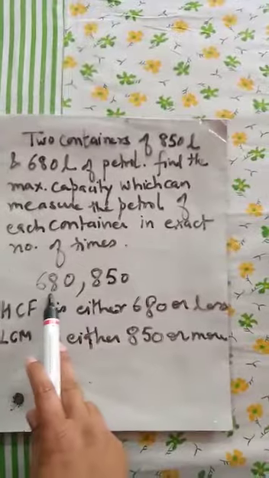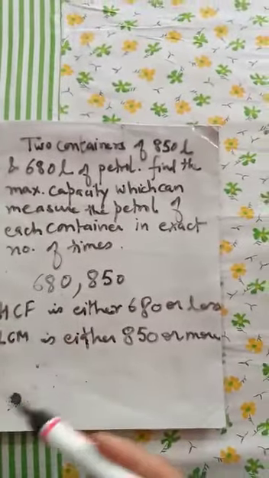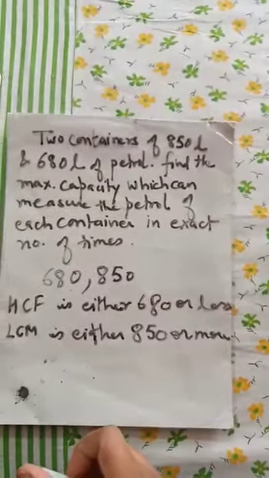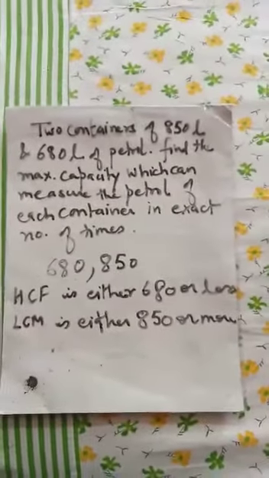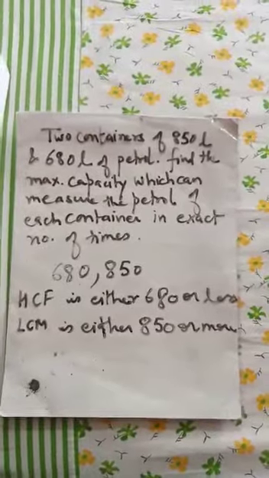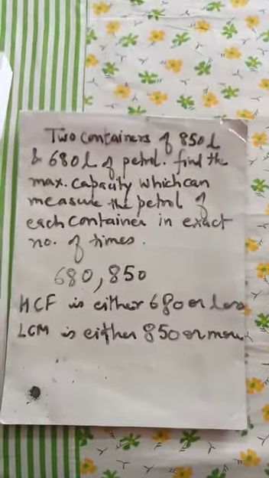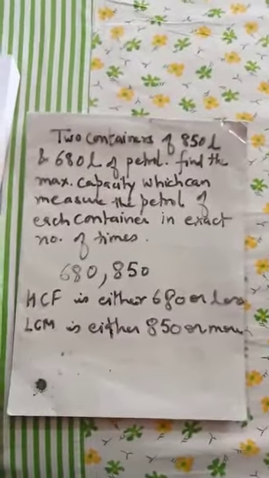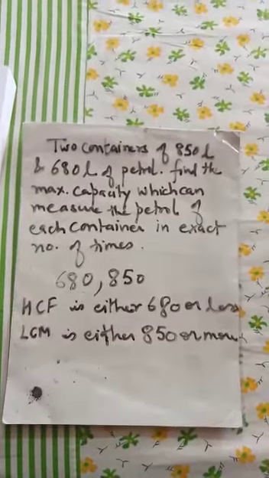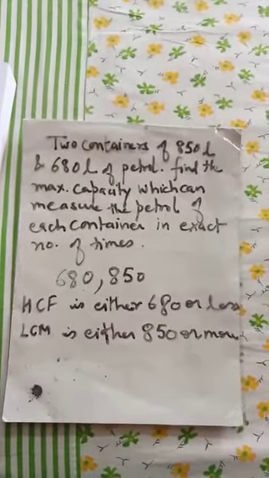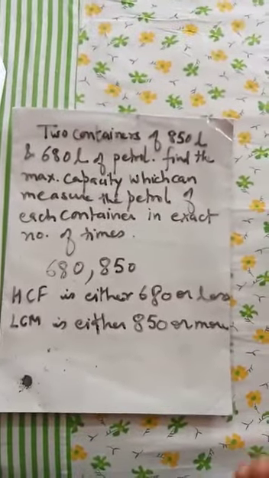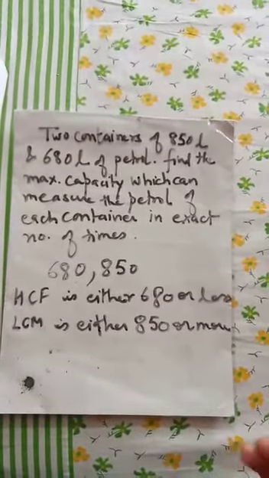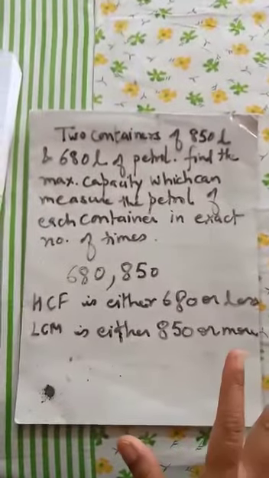Can I measure 680 liters in a container of 850 liters? I put my question again. Can I measure 680 liters in a container of 850 liters? No, it is not possible, because 680 liters will be somewhere in between, more than half, but it is not up to the brim even. So how will I check whether it is 680 liters, 670 liters, 650 liters? So I will not be able to do this.